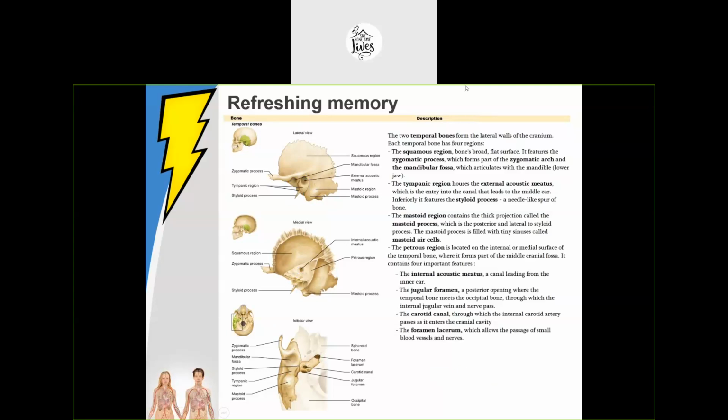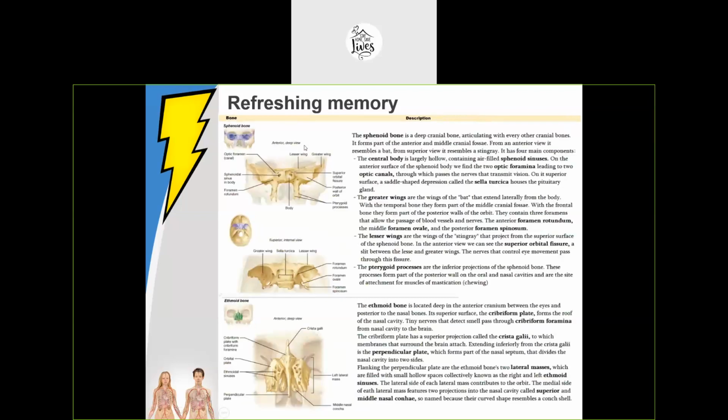This will be the jugular foramen, that is a large one in between the temporal and the occipital bone. Also, we find a carotid opening that is for the internal carotid artery to pass and enter into the skull. And also we have the foramen lacerum, or in another way to say, the lacerated foramen, that allows the passage of small blood vessels and nerves to the skull.